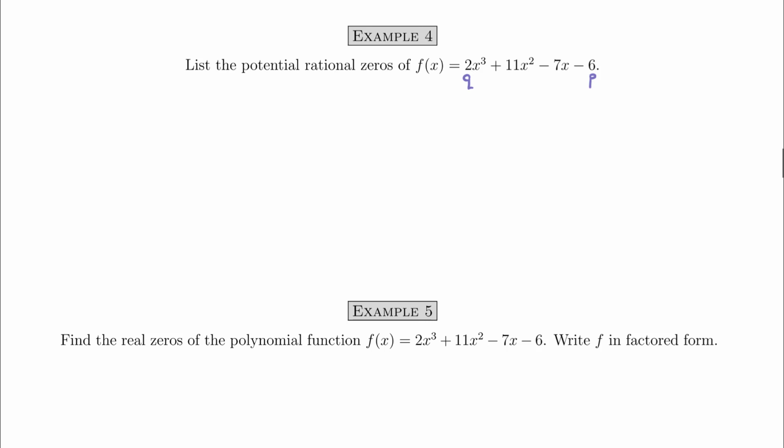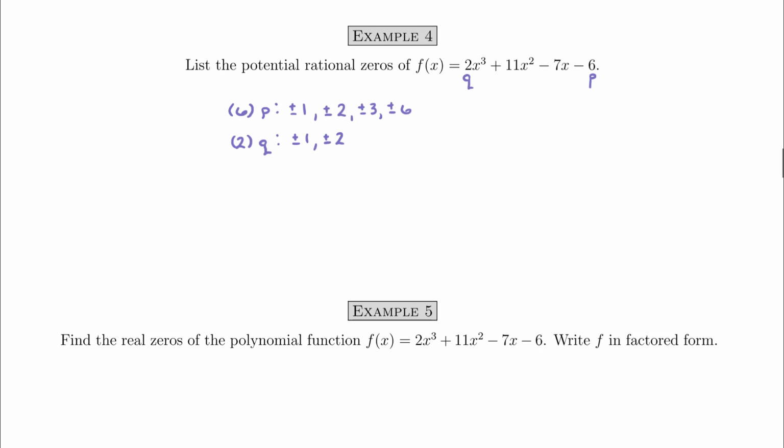So in example 4, our value for p is 6. And we list all the factors of 6, and when we do that, we put a plus or a minus in front of each one of those factors. So the factors of 6 would include plus or minus 1, plus or minus 2, plus or minus 3, and plus or minus 6. And then we do the same process for our value for q, which in this case happens to be 2. So the factors of 2 are plus or minus 1 and plus or minus 2.